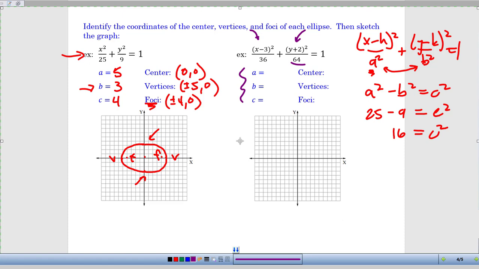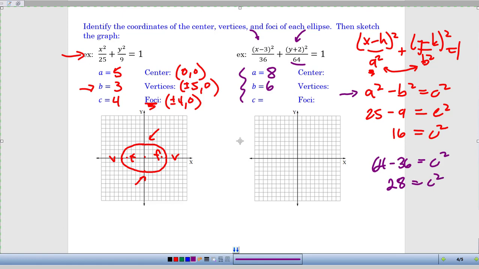So if a squared is 64, that means a is 8. B squared is the other denominator, so the square root of 36 is going to be 6. And then once more, we've got this a squared minus b squared equals c squared relationship between those three measurements. So we're going to go with a squared is 64 minus b squared 36 equals c squared. So 64 minus 36 gives us 28.